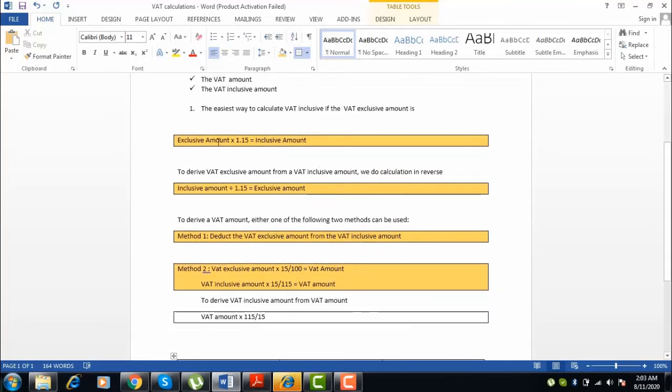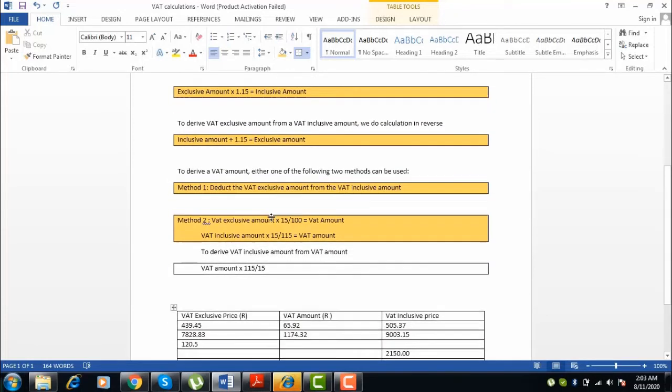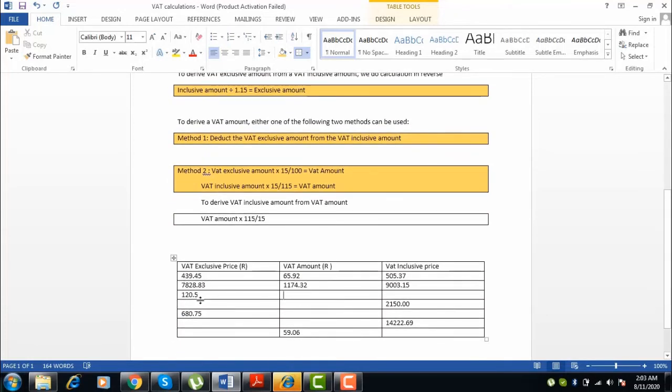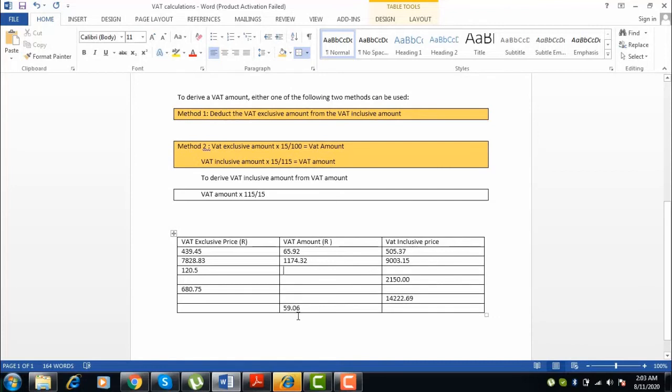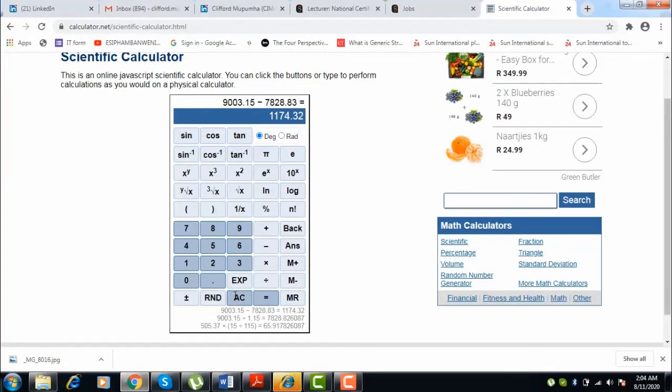Try to read what each formula says, given the information and whichever number you want to calculate. We are working with an exercise that is on page 76 of your textbook. So what happens when we have only the VAT amount? What happens if we only have the VAT amount, like in this case here? I'm simply going to use this formula.